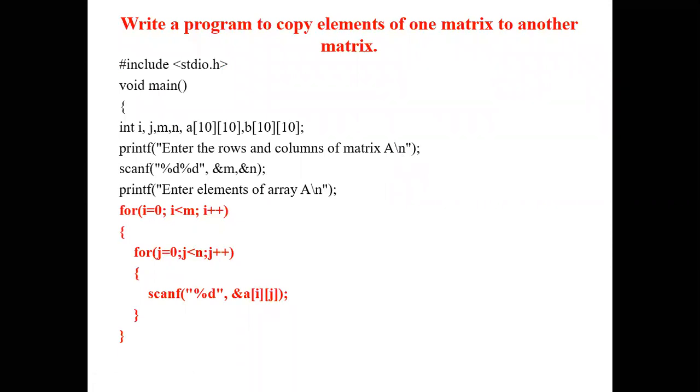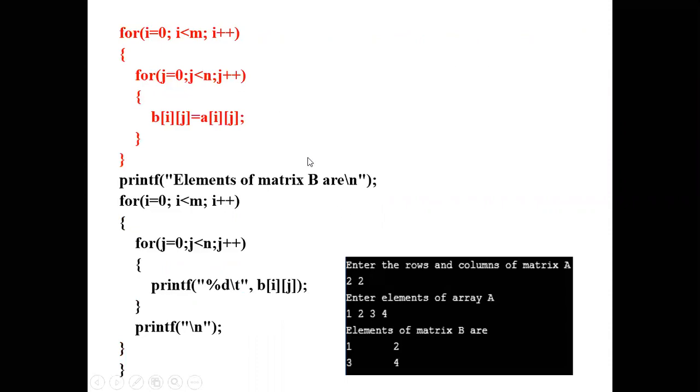So this is one more program to copy elements of one matrix to another matrix. This is a very simple program. Here we are taking two matrices. I want to copy the content of matrix A to matrix B. So first we will be entering the elements of matrix A. Scanf statement, enter the matrix elements. Next, you can see here in the output, you are entering the number of rows and columns, 2, 2. Enter the elements of matrix A.